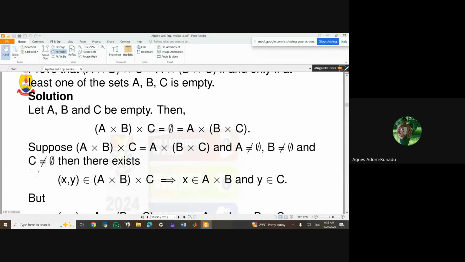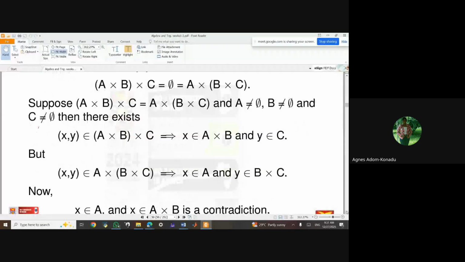So we have an element x in A cross B, and then we have an element y in C. So it's not empty. So this will mean that my x is in A cross B and then y is in C. We put it down there. So that is for this one. Then the second one, I'll have A cross (B cross C). This means that x is in A and then y is in B cross C. So that is x is in A and y is in B cross C.